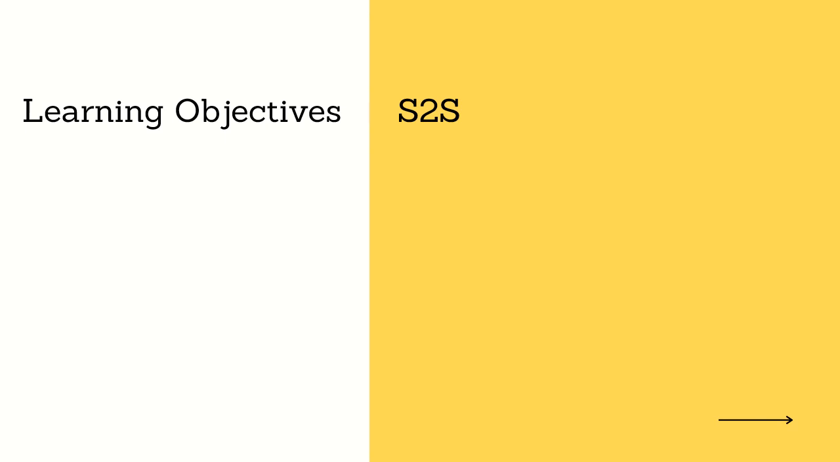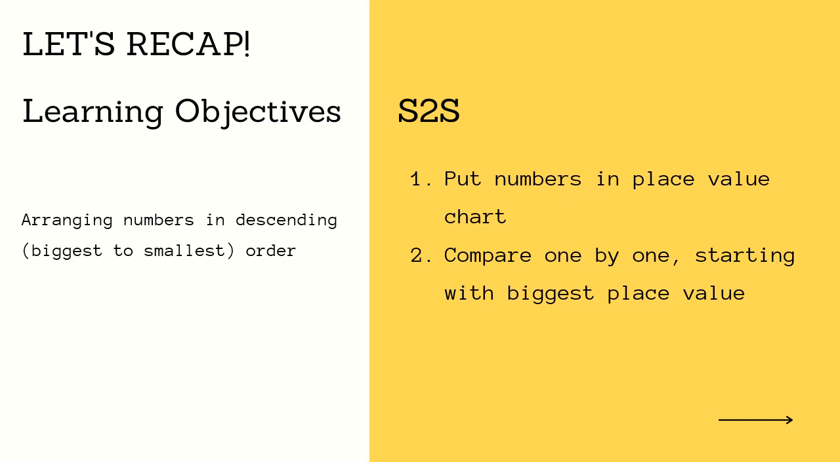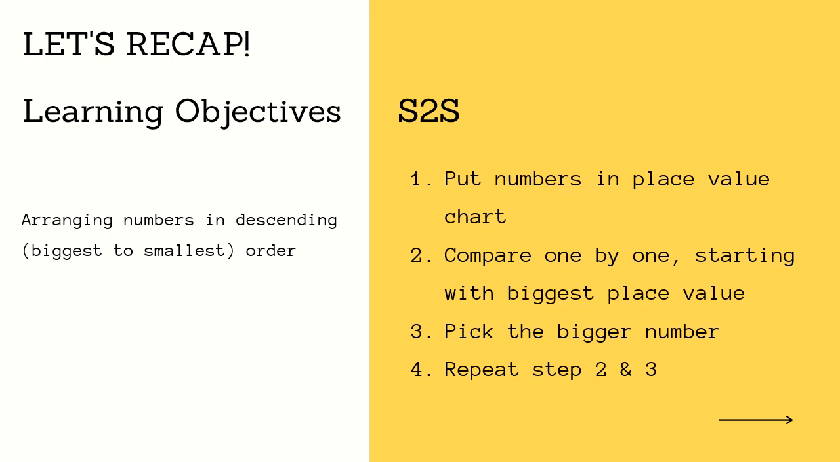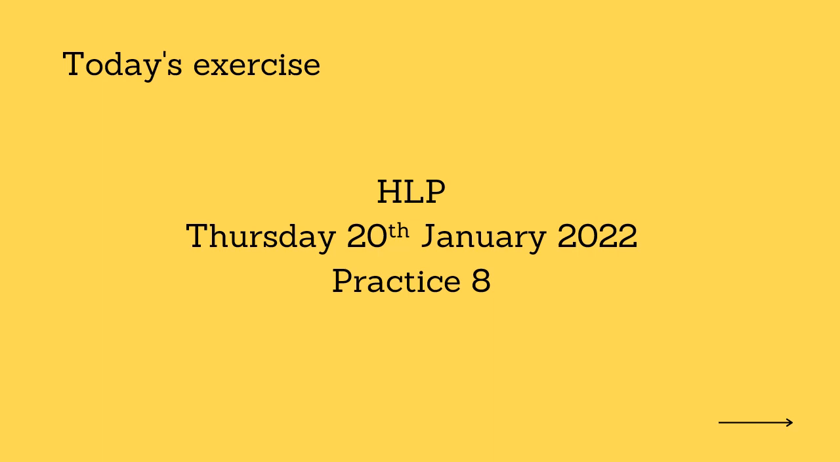So let's quickly recap our learning objective for today. Today we are arranging numbers in descending order, that is from biggest to smallest. Our steps for today: the first one, we put the numbers in a place value chart. Then we compare them one by one, starting with the biggest place value. We pick the bigger number because we are ordering the numbers in descending order. And the last step is we repeat step 2 and step 3 until we have the numbers in descending order.